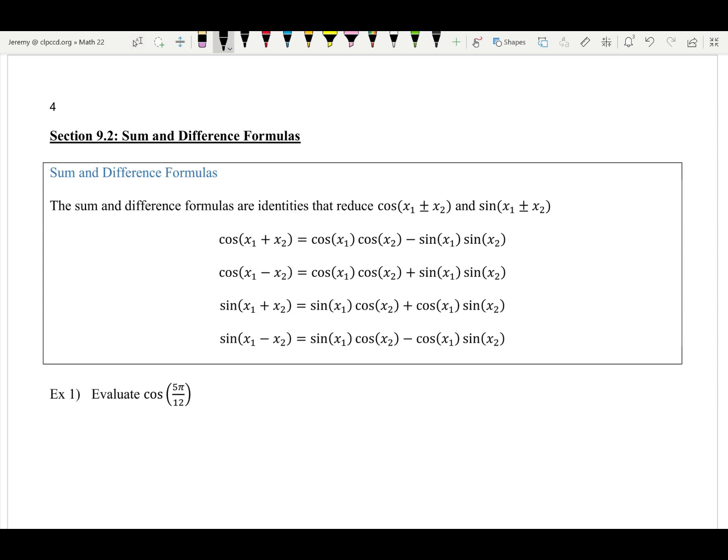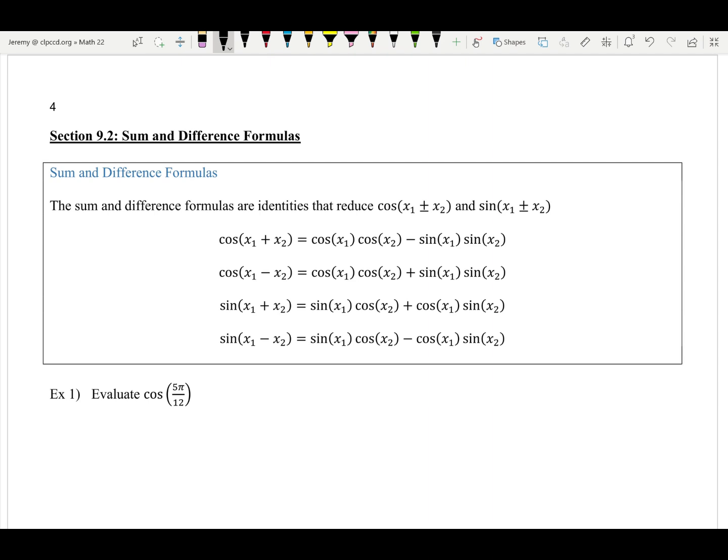Section 9.2, Sum and Difference Formulas. We already know a few trig identities, the Pythagorean identities, sine squared plus cosine squared equals 1, and then the other Pythagorean identities with tangent and cotangent and cosecant and secant and so on. Reciprocal identities, quotient identities, some of the more basic ones we've already covered. We're moving into the next stage of exploring some other identities.